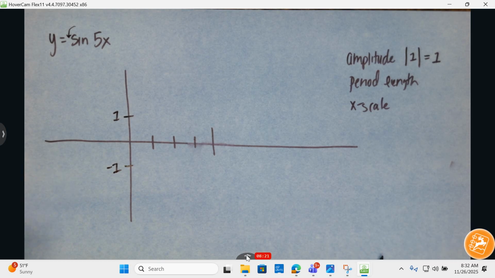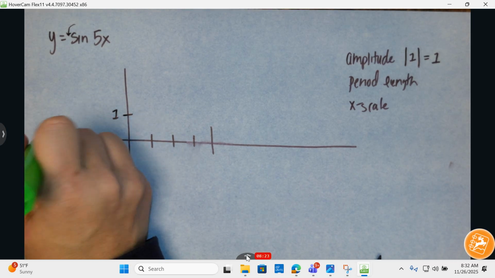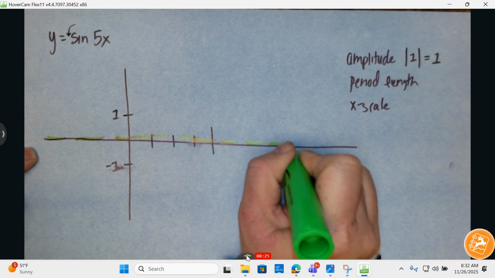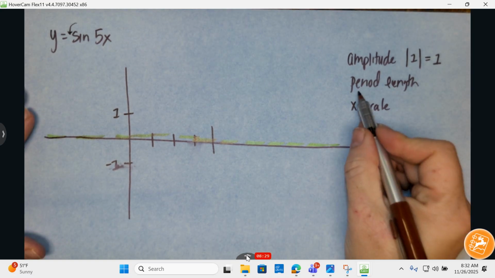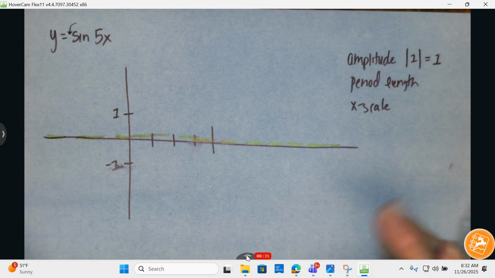This is my midline, and so I'm going to take a highlighter. And remember that this midline is going to cut that wave curve evenly in half. All right, what is the period length? That means what is the length of 1 cycle?